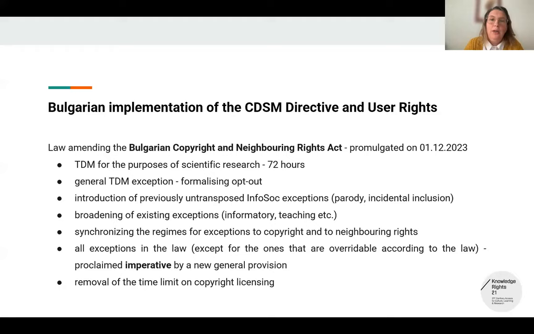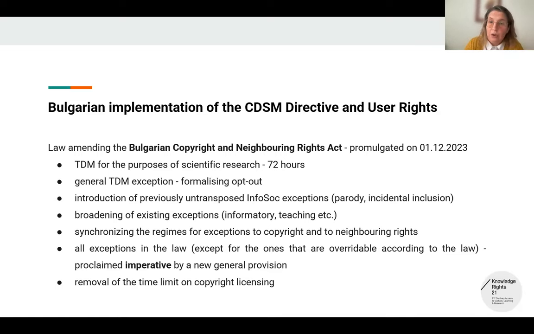Now, although I have criticized some of the legal solutions the Bulgarian legislator introduced in implementation of the CDSM directive, I have to admit that the approach towards user rights in the amending law was more holistic than the directive called for. So additional steps were taken to improve access to knowledge and culture in general and to scientific publications in particular. I will just do a brief overview. I will try to do it very briefly on the other improvements that we got, apart from the secondary publication right mechanism. First, concerning text and data mining for the purposes of scientific research.